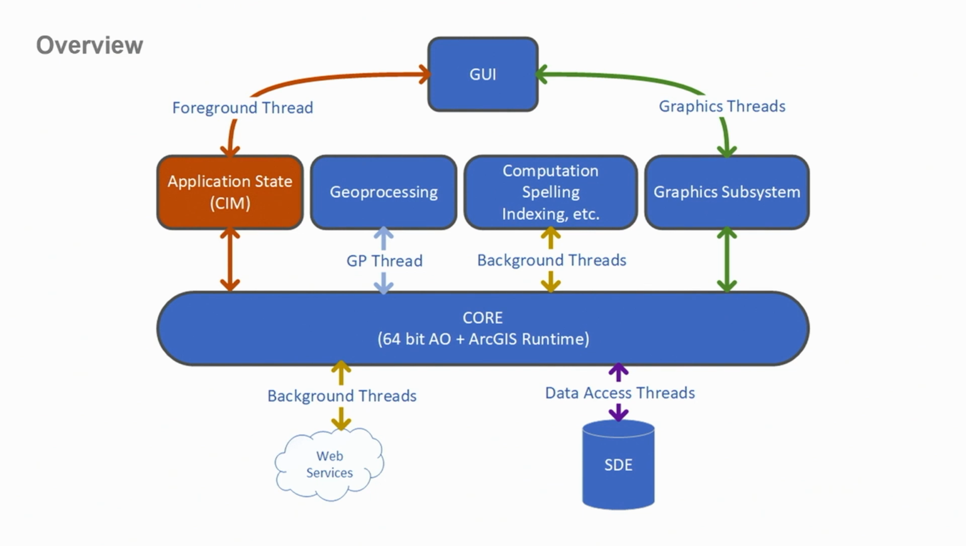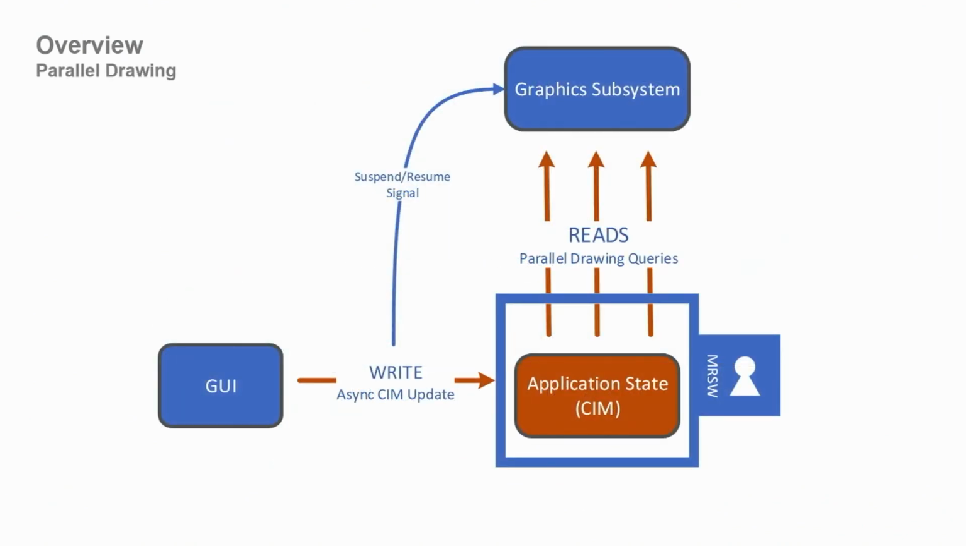So the state has to be maintained in a coherent state at all times. And if there are multiple threads vying for the information that's in the state, they have to be regulated in some way. This is accomplished in ArcGIS Pro through a special multiple reader single writer lock called the CIM multiple reader single writer lock.